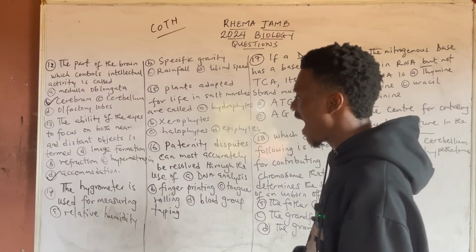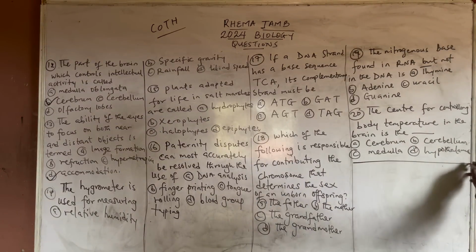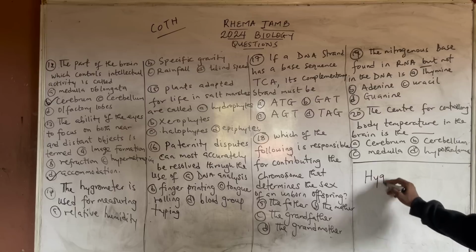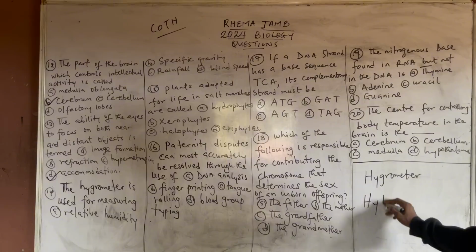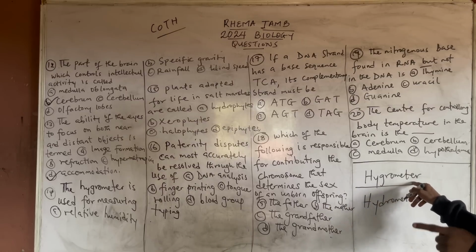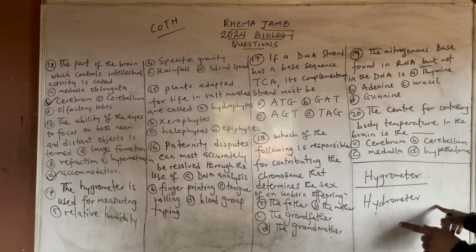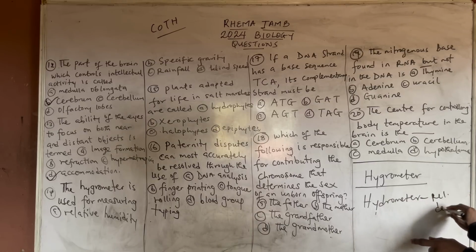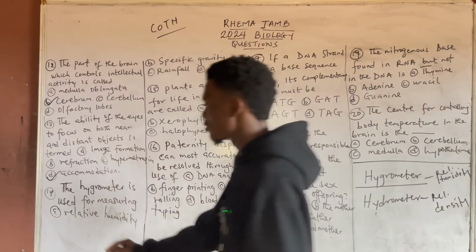Then question 14. Hygrometer is used for measuring dash. When we say hygrometer, it's different from hydrometer. Pay attention to this. Hygrometer is used for measuring relative humidity, while hydrometer is used for measuring relative density. Please take note of this. This one is for relative density, while the other is for relative humidity. So please don't mistake one for the other. So the correct answer is option A.